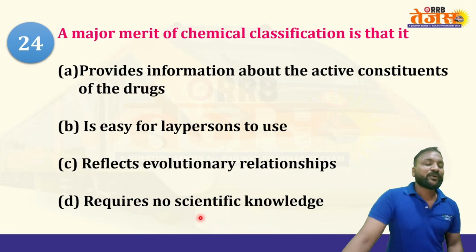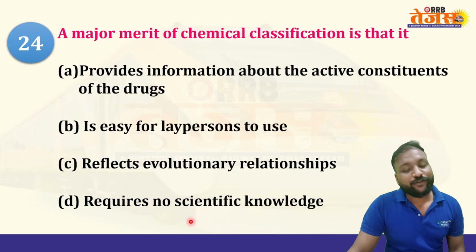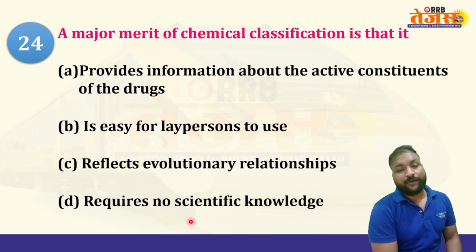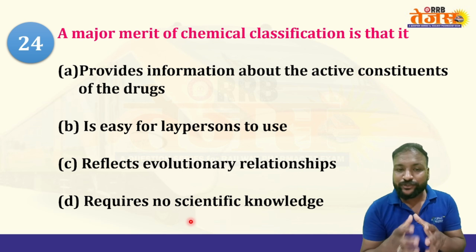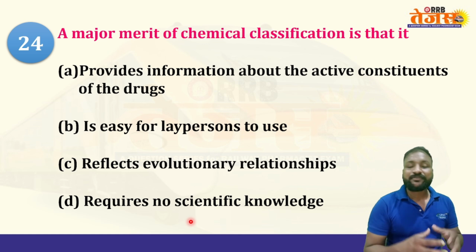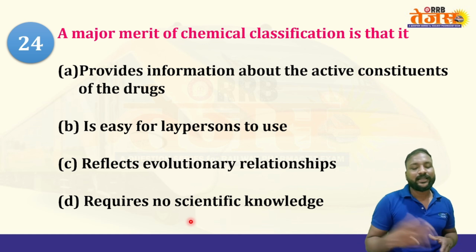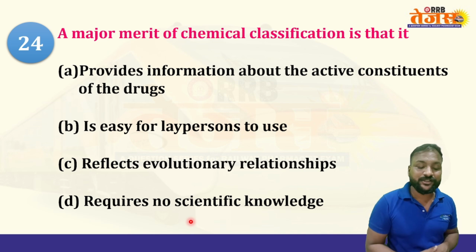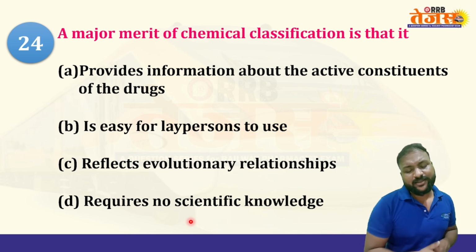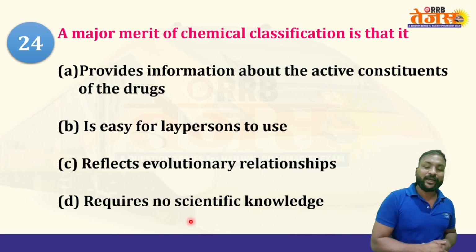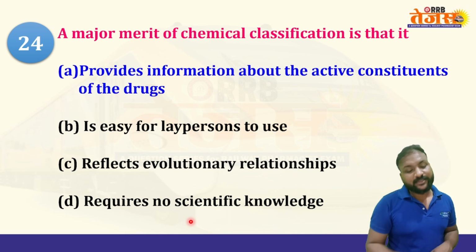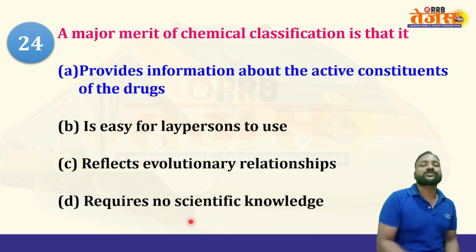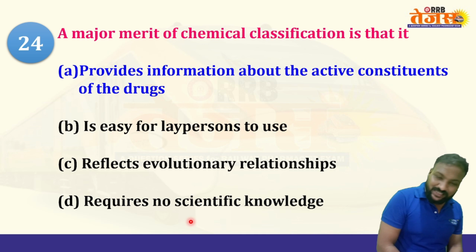Next, the 24th question of the series. The major merit of chemical classification is that it: option A, provides information about the active constituents of the drug; option B, is easy for lay persons to use; option C, reflects the evolutionary relationship; option D, requires no scientific knowledge. Let us check for the right answer. Yes, option A is correct. It provides information about the active constituents of a drug. That's the reason it's a chemical classification.